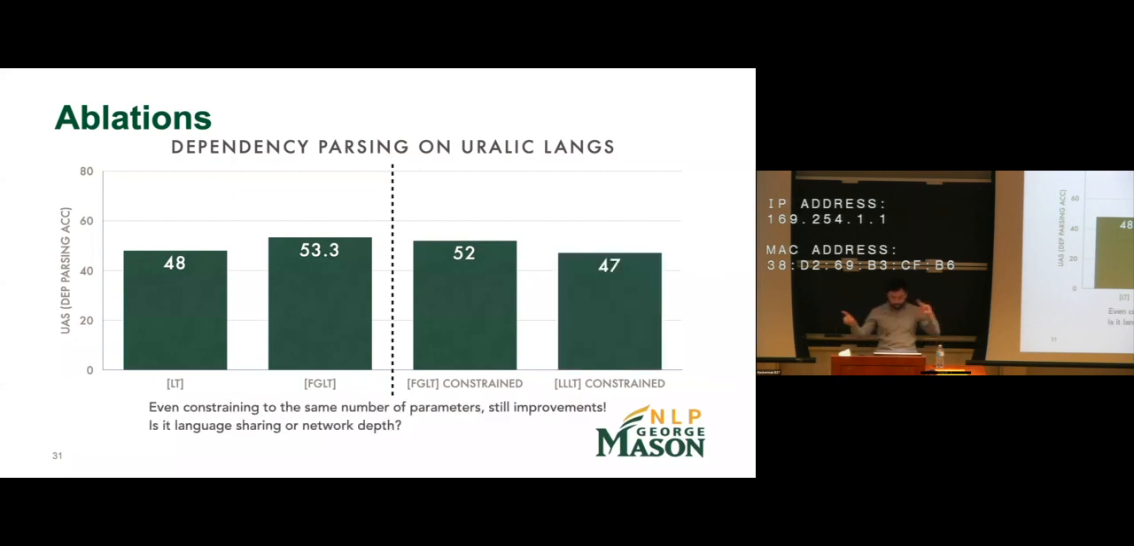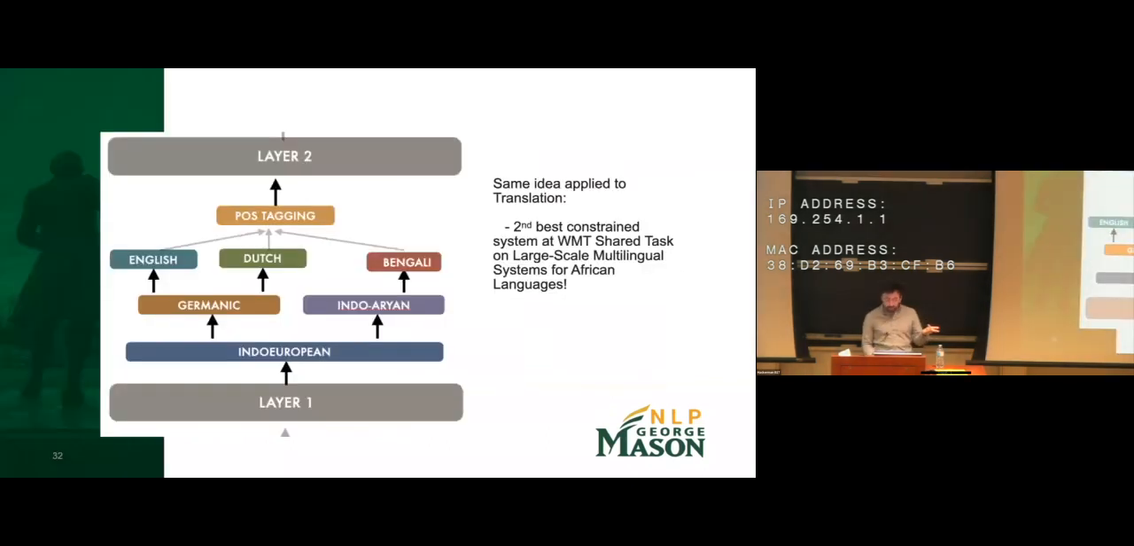And basically, that doesn't make any difference, you see the first column and the last column. The parameter sharing actually matters. So it does help, okay? The thing with the random tree, I don't have it in the slides, but we did try it in the paper, and as you might imagine, the phylogeny-informed tree does better, okay? So these are results on dependency parsing. We also use this for MT in our submission for the large-scale multilingual systems for African languages, and we got second place among the constrained systems.